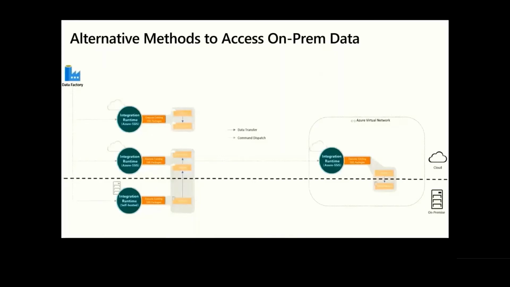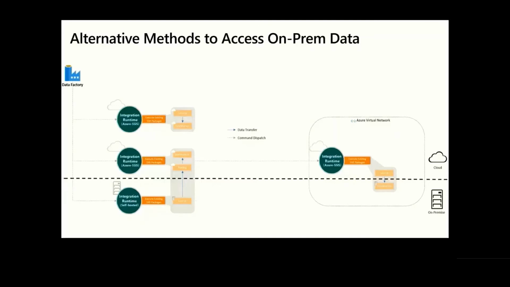VNet injection and self-hosted IR as a proxy are two alternative methods for on-premises data access from SSIS IR. With VNet injection, you can join SSIS IR to a VNet connected to your on-premises network via ExpressRoute or VPN gateway, so your on-premises data stores will be assigned private IP addresses that are accessible by SSIS IR in the same VNet.